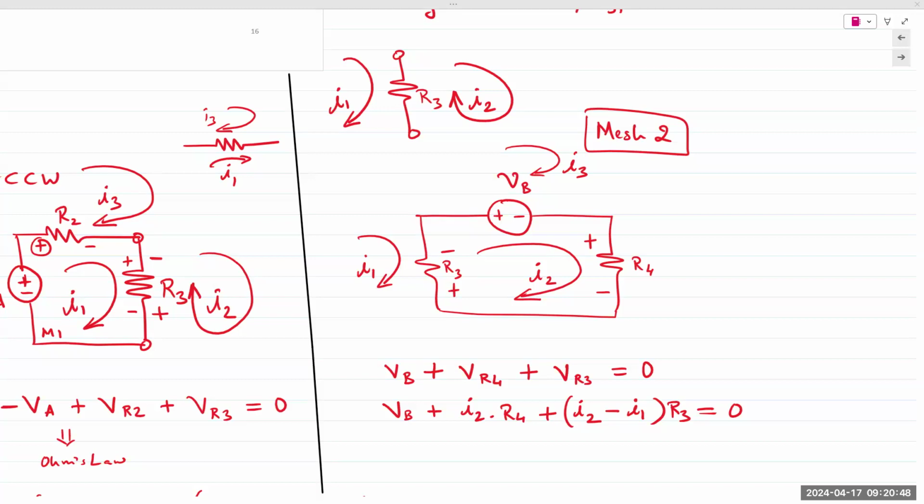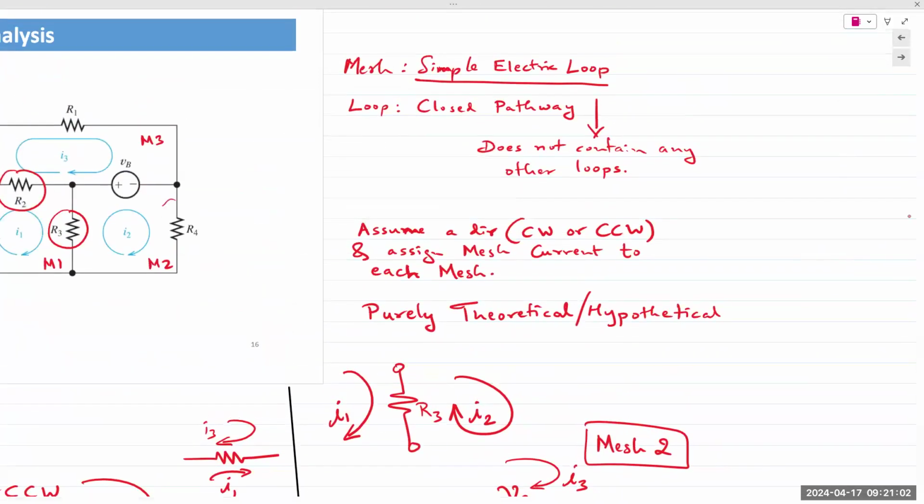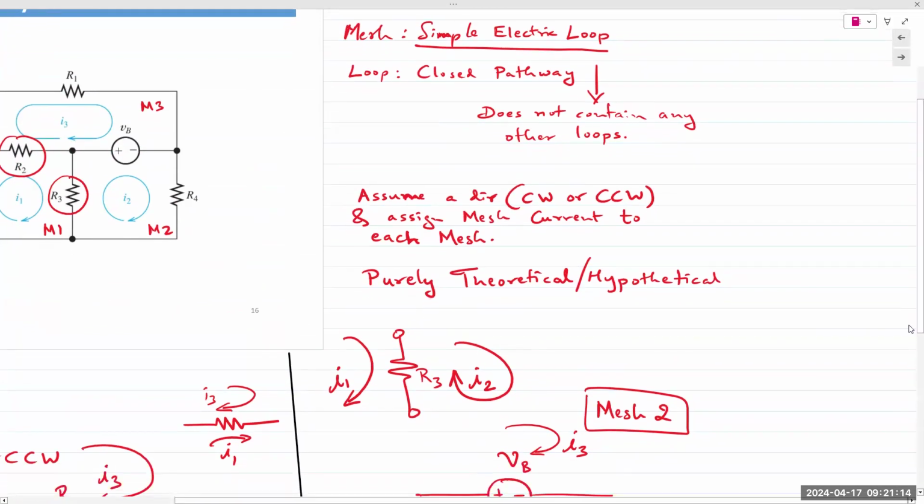Yes. The question being asked is, why is it just I2 times R4? Well, R4 is not a shared branch. It only has one mesh current through it. So the two currents only appear if the resistor is in a shared branch, and then we have two mesh currents flowing through the same resistor.